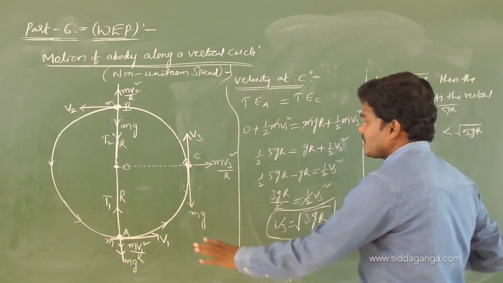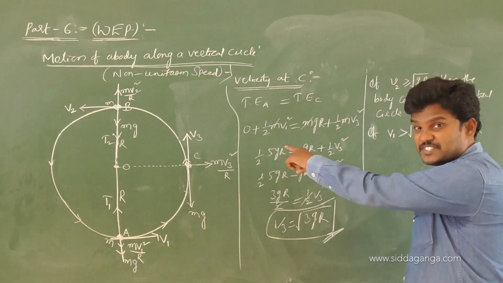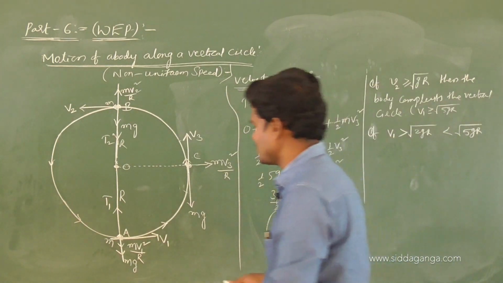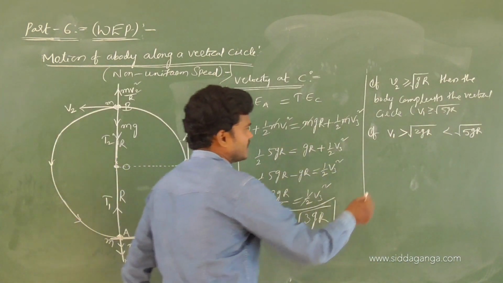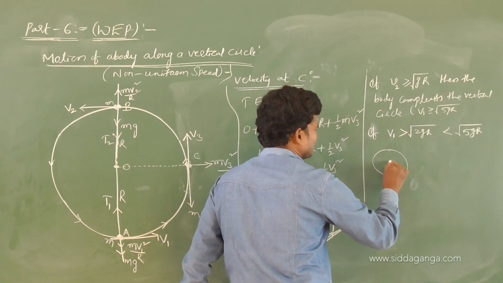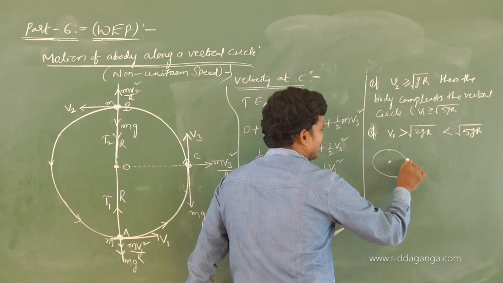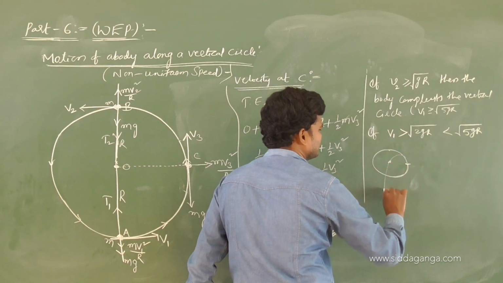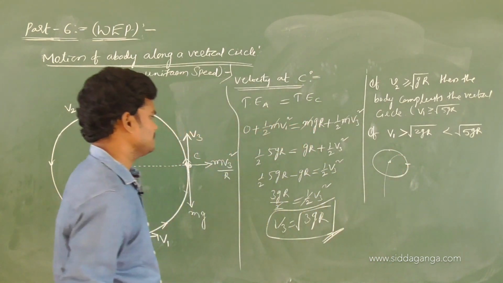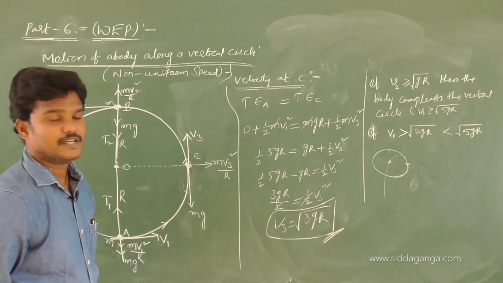Means is the particle covers C? Yes, definitely this particle, okay, this is the vertical circle. Particle starts here and covers here. Why? Because next it comes like this. Means it follows some parabolic path. Okay, it follows some parabolic path.